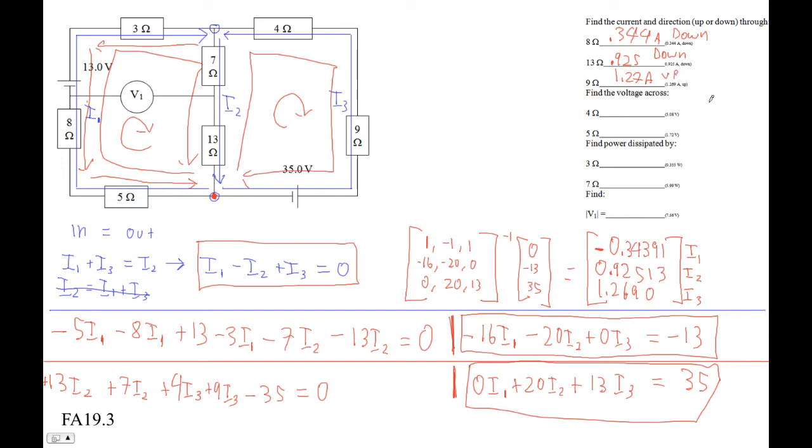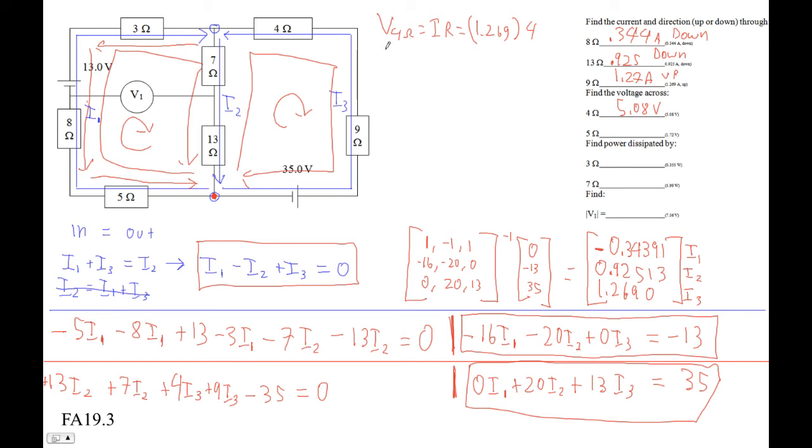There we go. All right, so now we want to find the voltage across these guys, right? So the voltage across the 4 ohm is just IR. So for these guys, just use IR. And the 4 ohm has this current, the 1.269, times 4, right? So 1.269 times 4. That's 5.08, right?